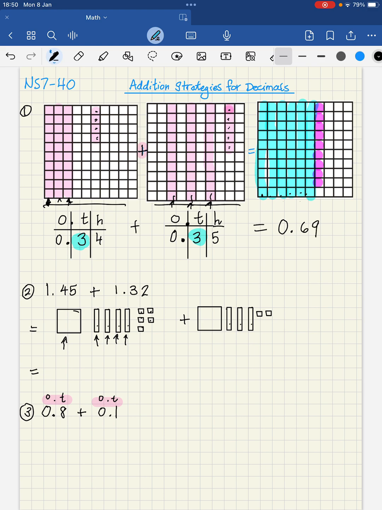Okay, so in your book, you're going to do question 1, where you're going to write an addition statement that corresponds to the grids. So there's A and B to do, okay? And then we will move on.